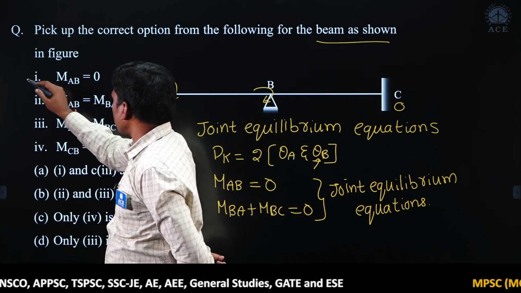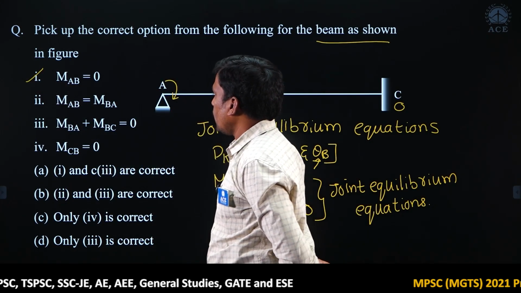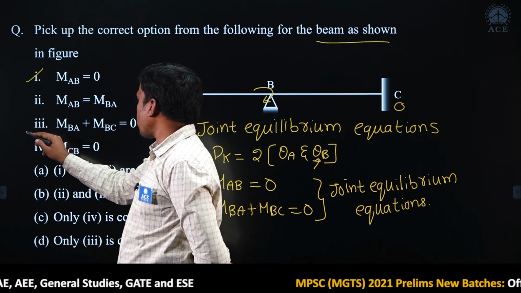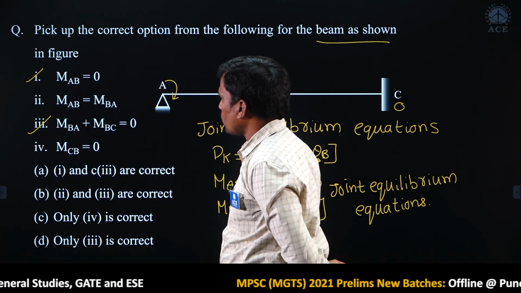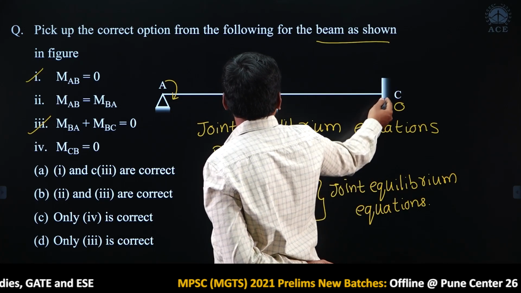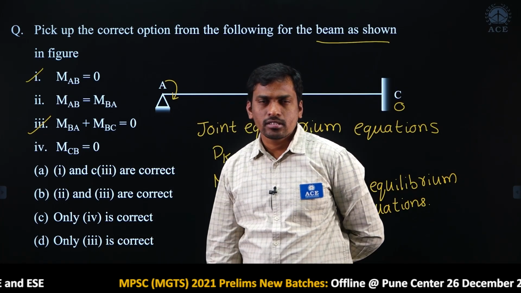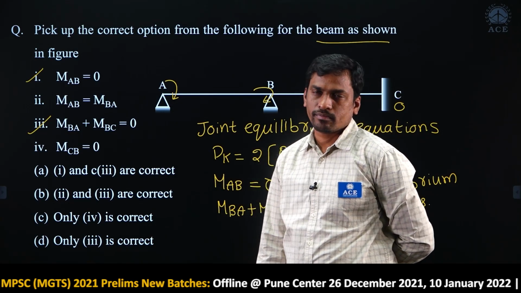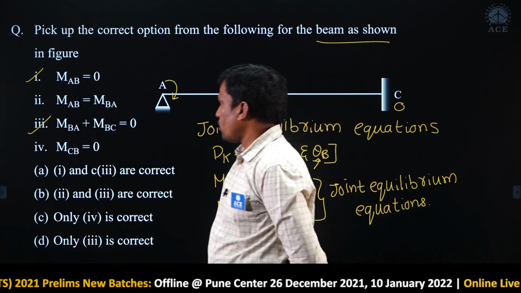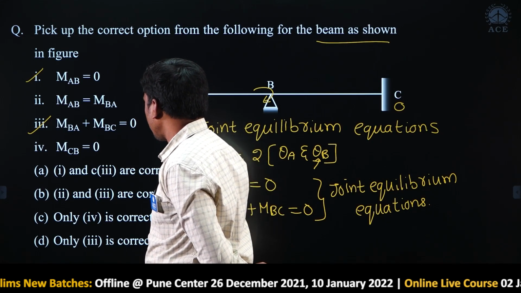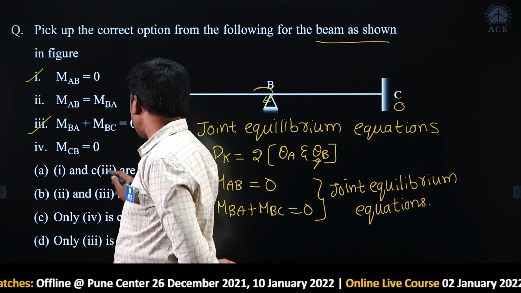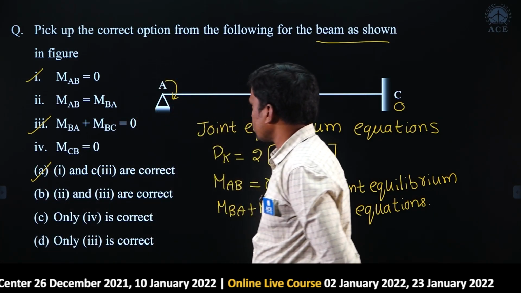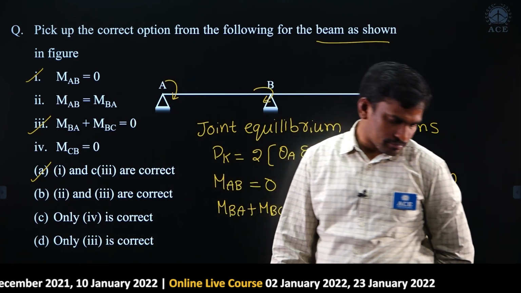Okay, so which option is correct? MAB equals 0. Yes, the first one is correct. MAB equals MBA, no. MBA plus MBC equals 0, yes. The moment at C is not 0 because support C is a fixed support, and at a fixed support the moment is not 0. So here 1 and 3 are correct. Then option A is correct. Okay, please note down.